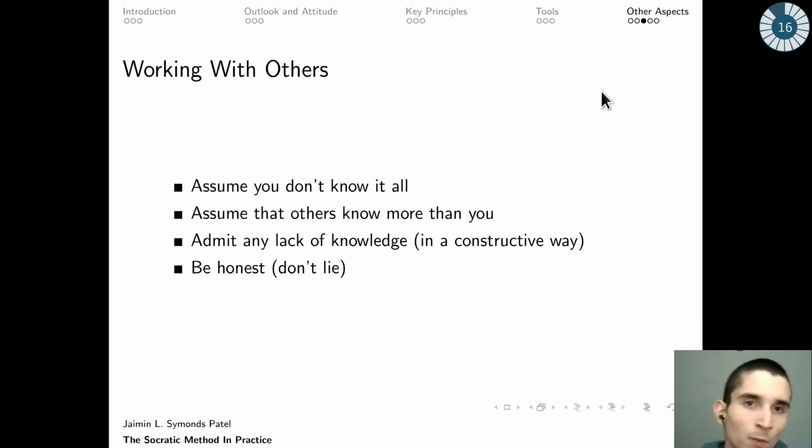When it comes to working with others, I think the attitude that the Socratic method fosters is very helpful. First of all, the assumption that you don't know it all. I mean, no one wants to work with someone who's arrogant, right?